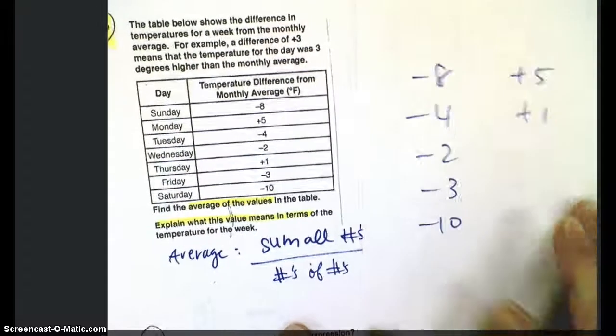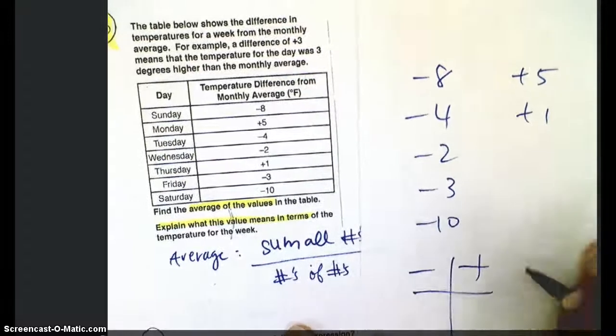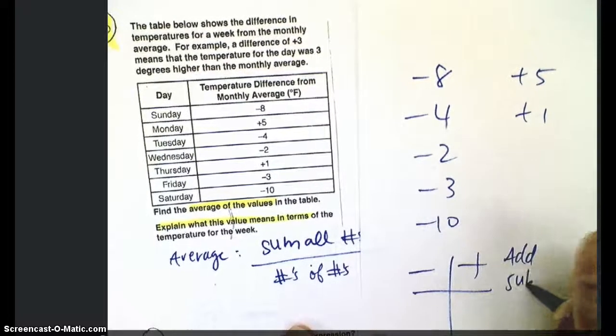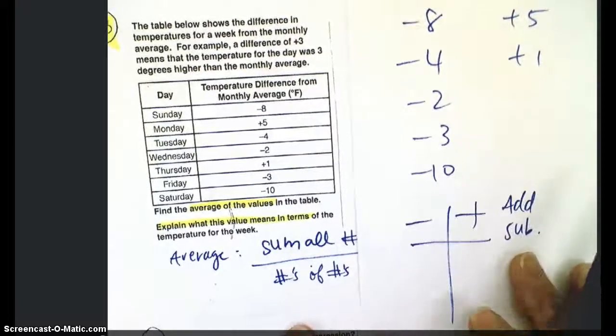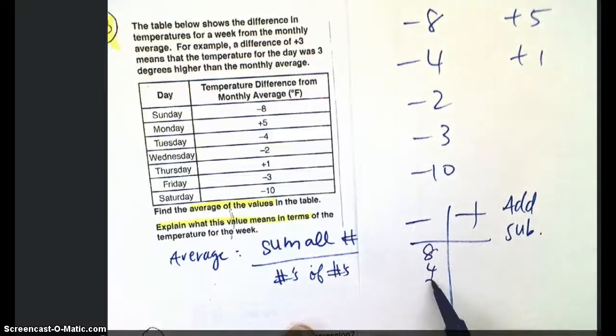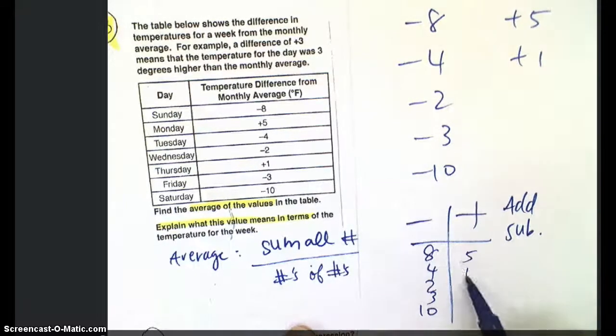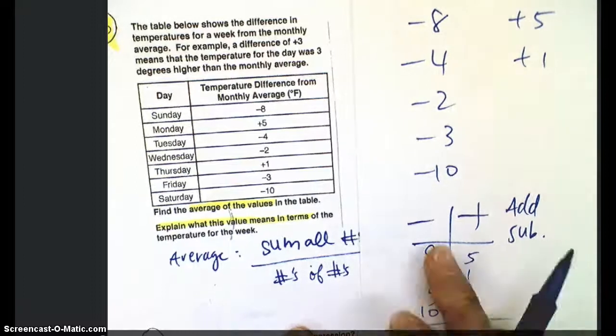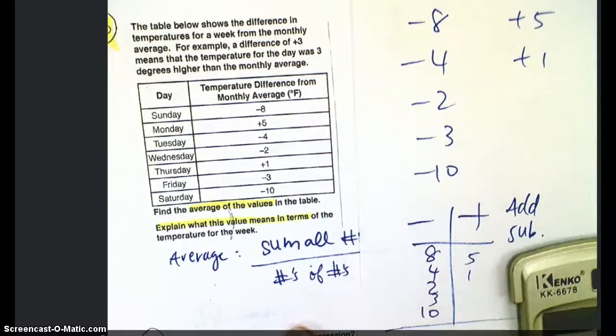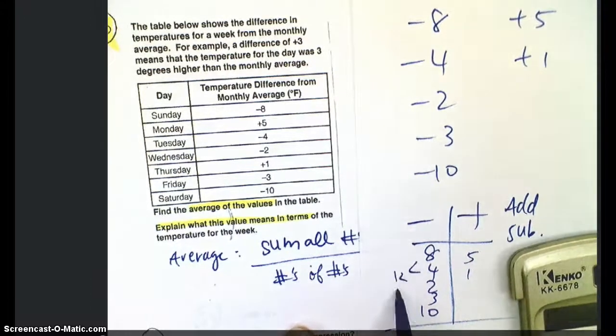What I'm doing is I'm going to use my T4 teams to help me with adding and subtracting. So I'm going to take all the negatives and put that on the negative team: 8, 4, 2, 3, and 10. Then take the positive numbers and put that all on the positive team. Add them all up. I could use my calculator if I need to. 12, 15, 10.